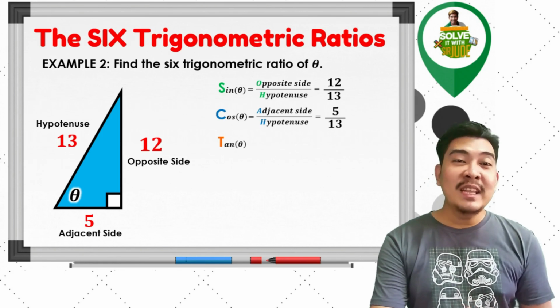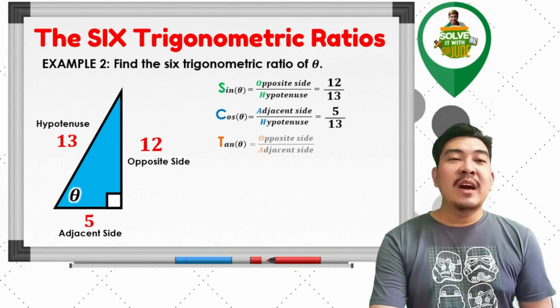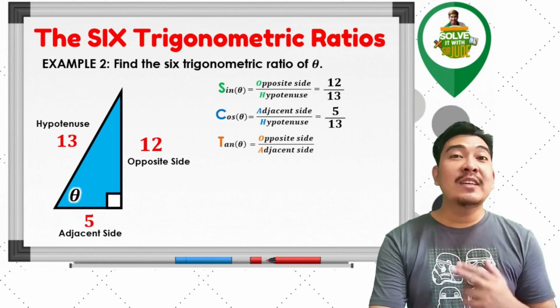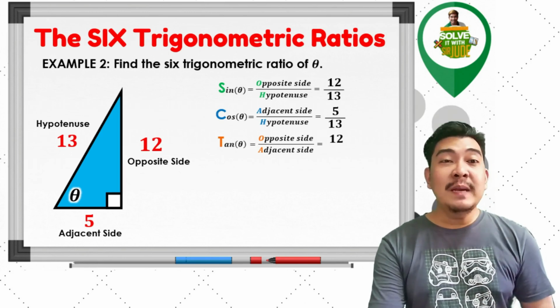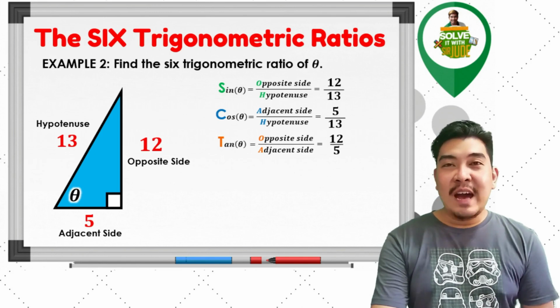Next, tangent theta, so TOA. We now have opposite side over the adjacent side. What are their respective lengths? That will now be 12 over 5.